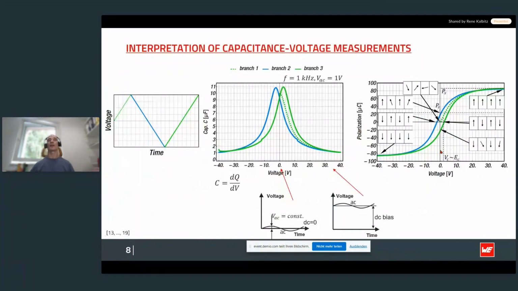Let's interpret the capacitance voltage measurement of a ferroelectric capacitor on the example of a 10 microfarad MLCC, class 2 MLCC, of course. The polarization behavior of ferroelectric materials depends on the actual state of polarization.